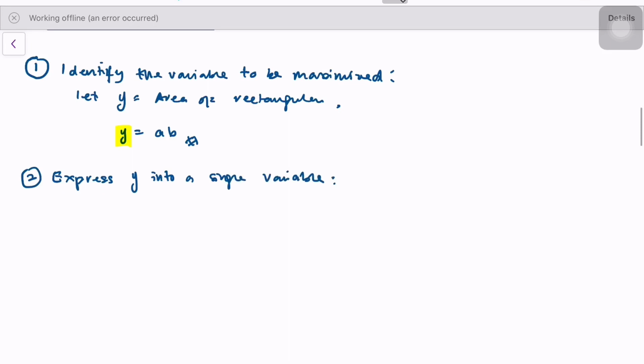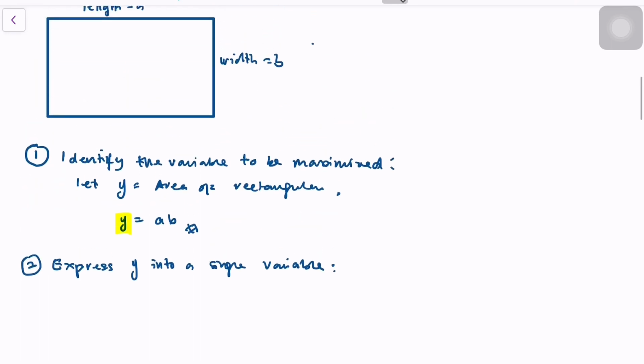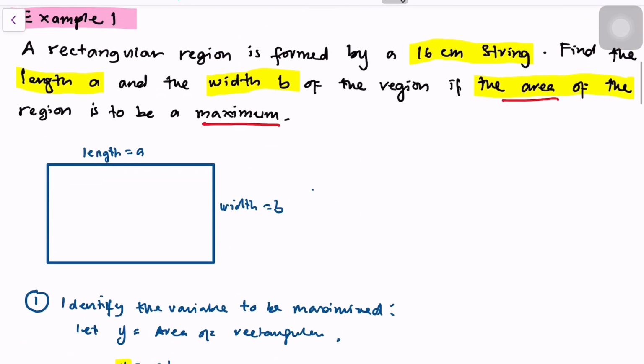Okay, as we notice here, now we have y is equals to ab. Kita ada dua variable, so now kita nak jadikan dia satu variable saja. So in order to do that, we're going to use the information of the parameter of the rectangular here. So we know that our parameter of rectangular is 16 cm.